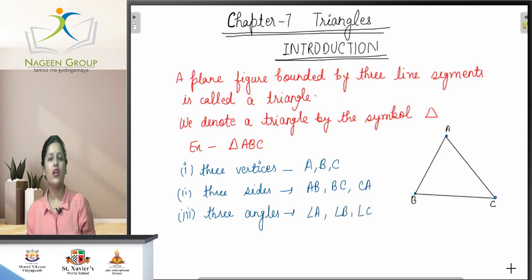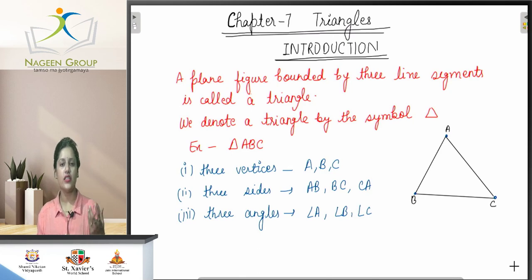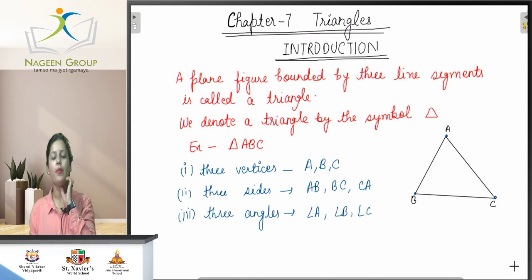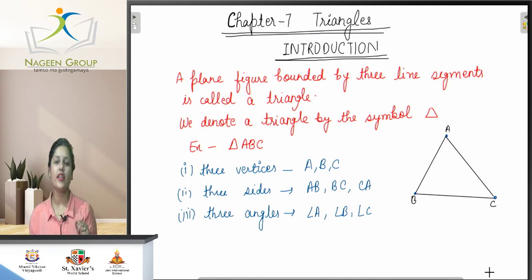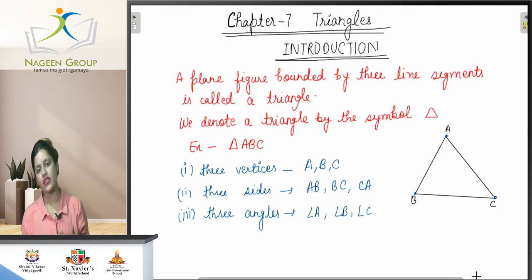So what have we learned? We have learned that a triangle is a plane figure bounded by three line segments. It is denoted by the symbol triangle and we name it triangle ABC. It has three vertices, the corner or end points of line segments, that are A, B and C. There are three sides, that are the line segments AB, BC and CA, and the three angles as well, angle A, angle B and angle C.